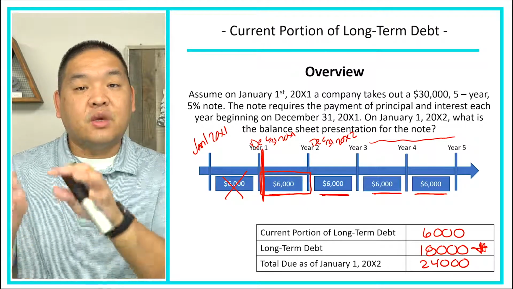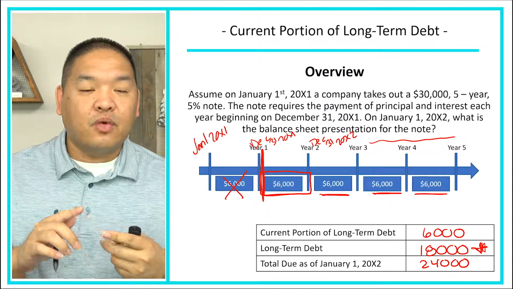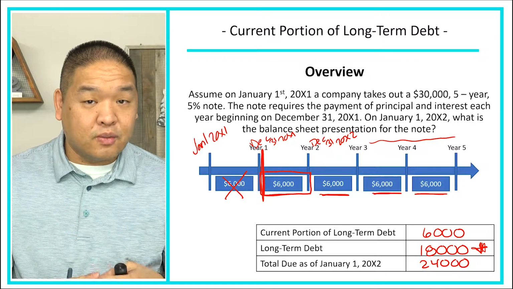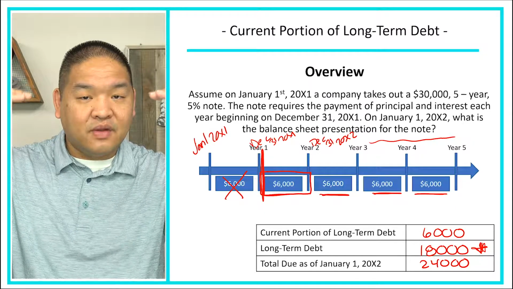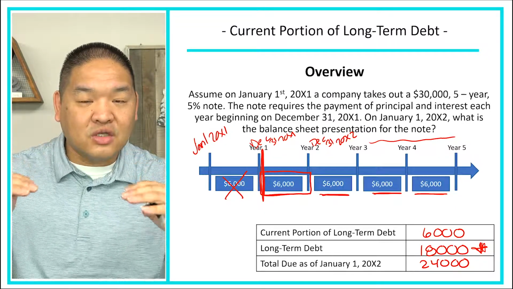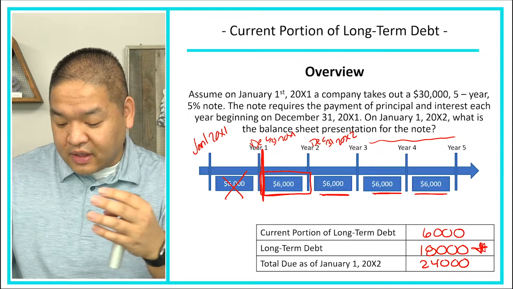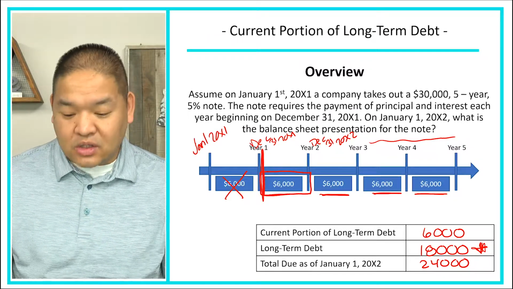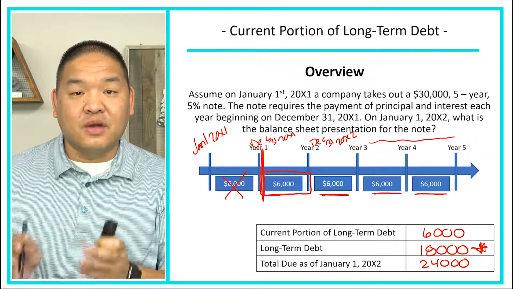What's due within 1 year? We're going to take that out, put it on a separate line. It would be current portion of long-term debt or current portion of notes payable or something to that effect. That would be on the current liabilities. And then after that, in the long-term liabilities, we would just see long-term debt or notes payable of $18,000. So that's what we do with the current portion of long-term debt.